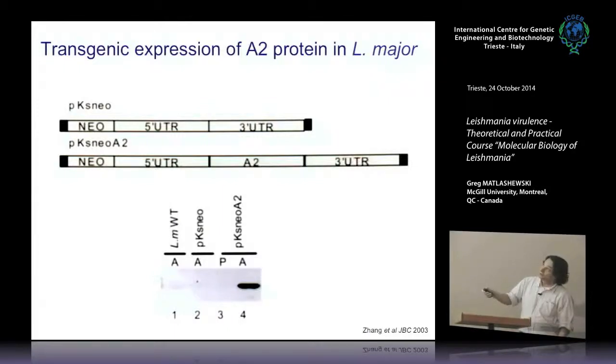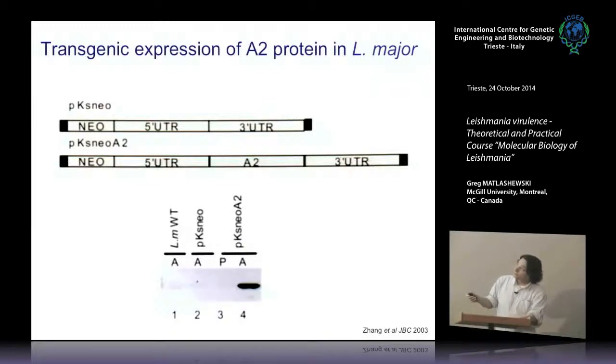And then we have this control vector. This is a vector that we made in my lab. You can put any gene into this vector. So if you want to express a gene in Leishmania, you can write to me. I'll send you this plasmid, and you could replace A2 with any gene you want to express in Leishmania.